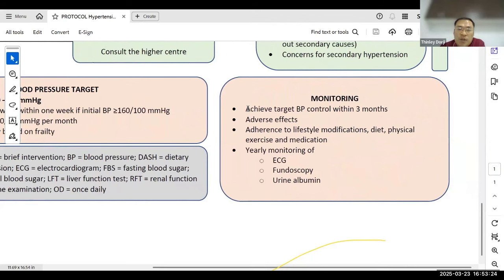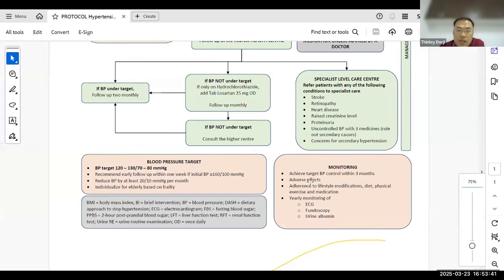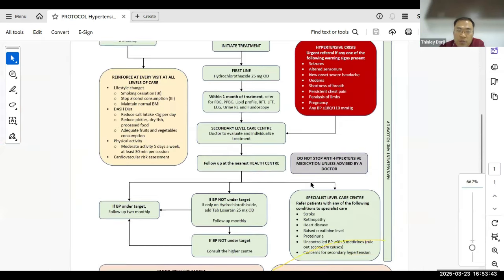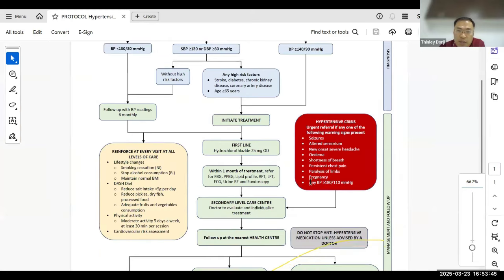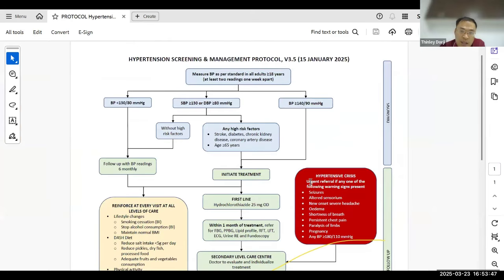How do you monitor? We ask you to bring the BP under target within 3 months of initiation. You should monitor for the adverse effects. You should monitor for the adherence to lifestyle modifications, and these things can be done yearly: the ECG, fundoscopy, and urine albumin. So as of now, this is the protocol-based management for screening and management of hypertension.